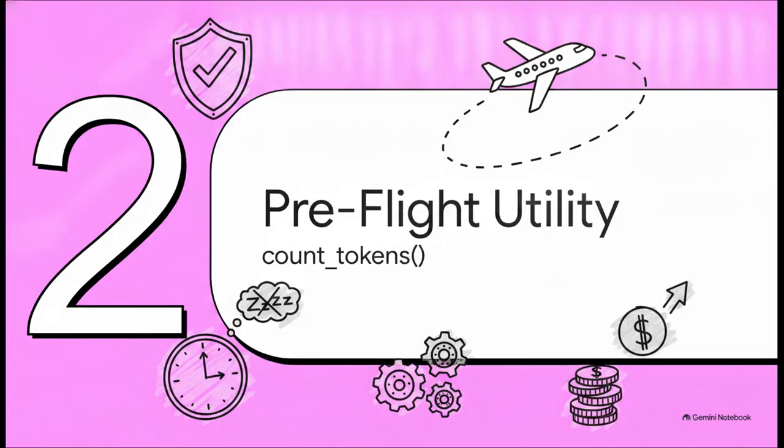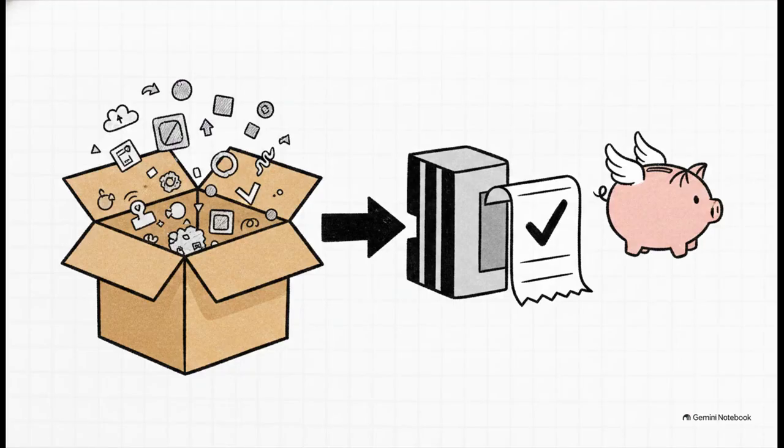The pre-flight utility, count tokens. Luckily, Anthropic gives us a built-in escape patch to prevent that terrifying 3 a.m. wake-up call from ever happening. It works like this. You prep the exact same payload you were planning to use anyway. System prompt, conversation history, tool definitions, images, the whole shebang. But instead of generating a response with the create method, you call client.messages.count_tokens. No generation happens, you just get back one number, exactly how many input tokens that payload will consume.